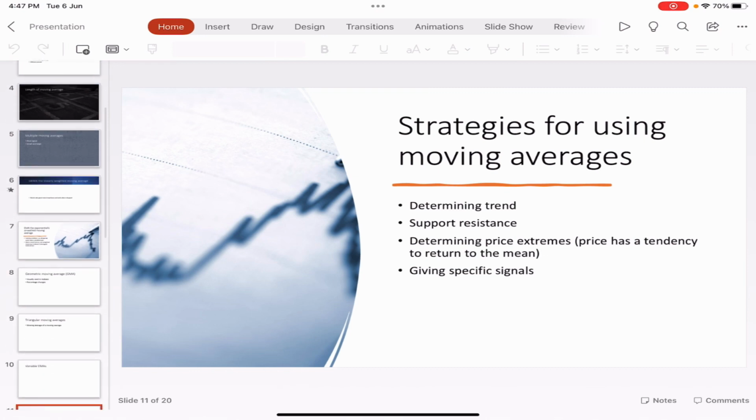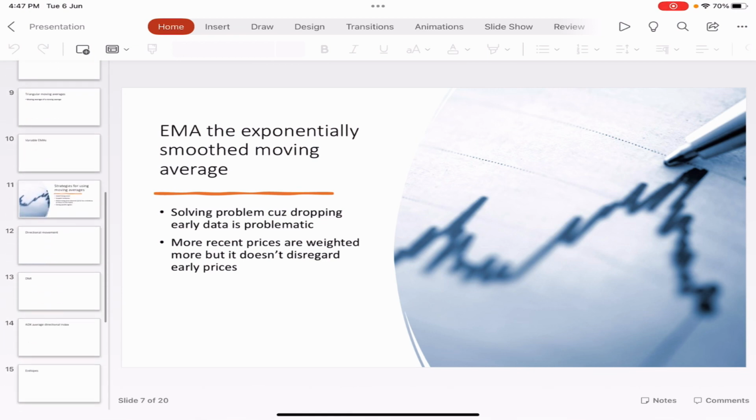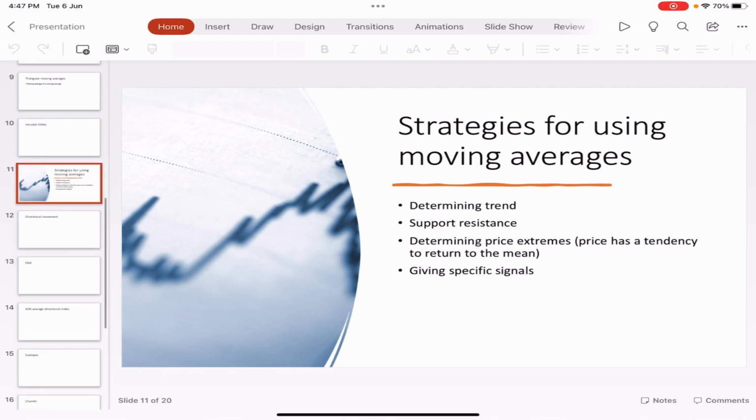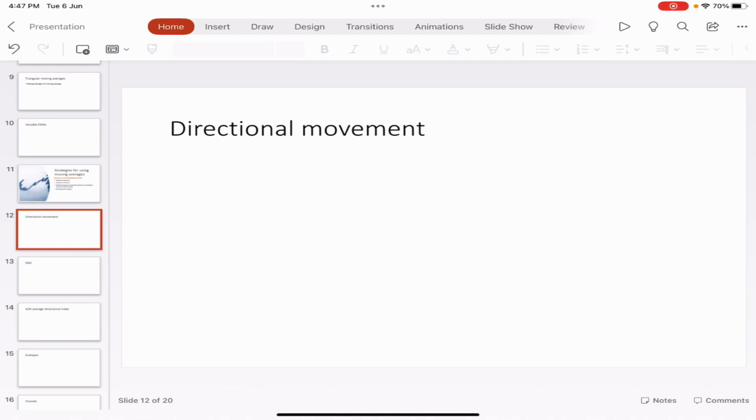In the first part, we basically saw what a moving average is and what the different types of moving average are. And we also saw the different types of strategies using moving average. Now we have to start with directional movement. Now what is directional movement? Think about it for a second.